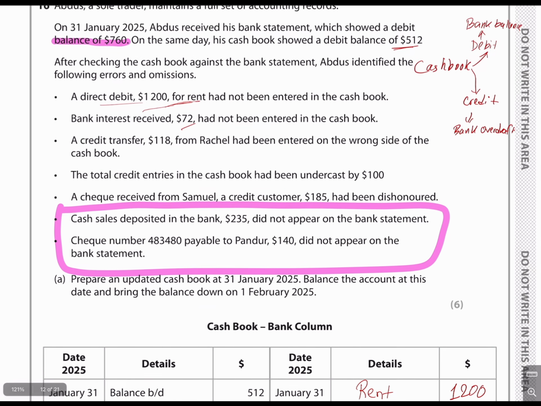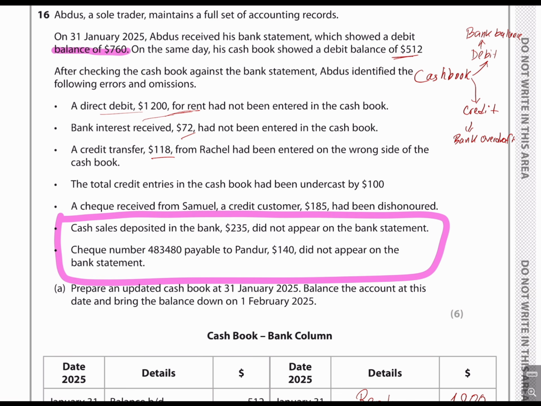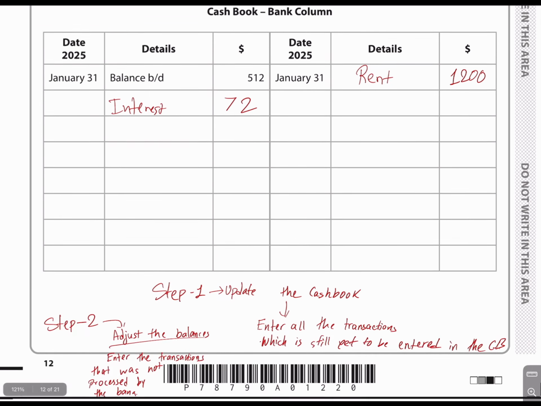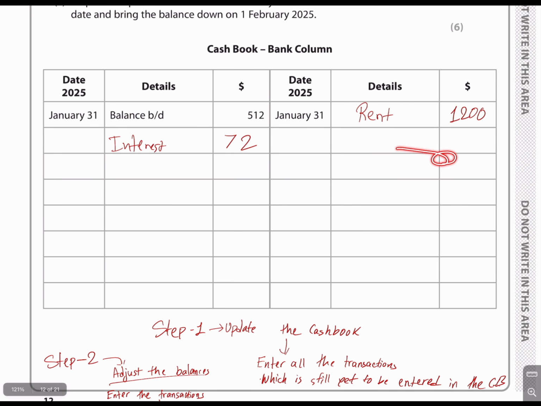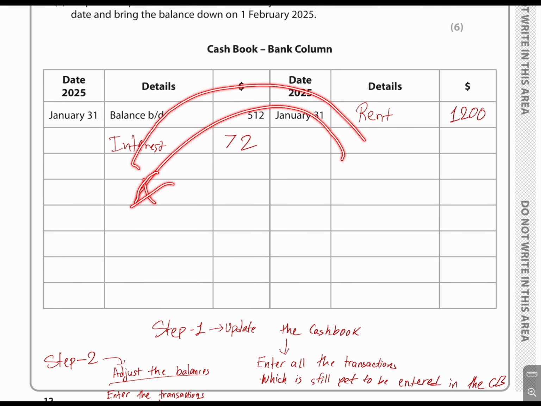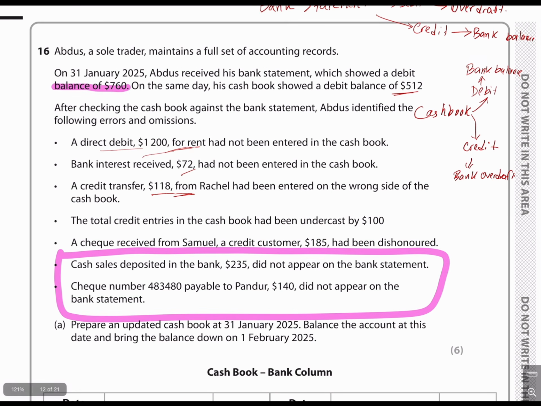And the third one, we have a credit transfer of 118 from Rachel that had been entered on the wrong side of the cash book. From, you have to know the key words. From Rachel means Rachel has paid you the money. But it was entered on the wrong side. Same approach, like reversal. It was supposed to be a debit, but it was entered on the wrong side. So how much? 118, right?